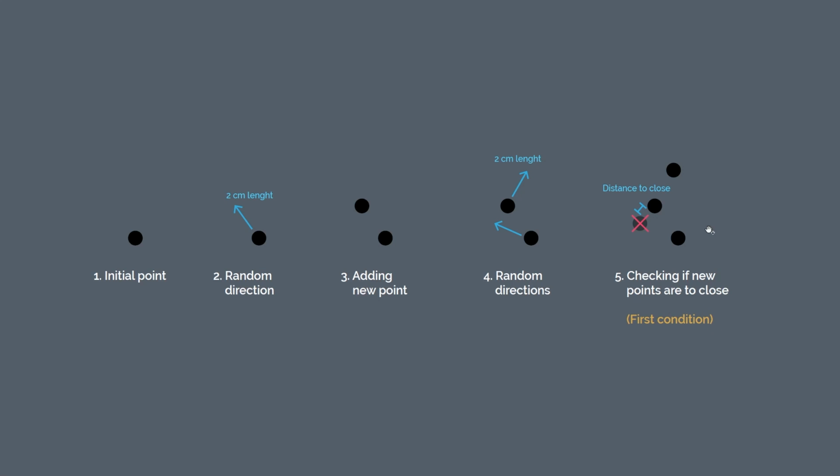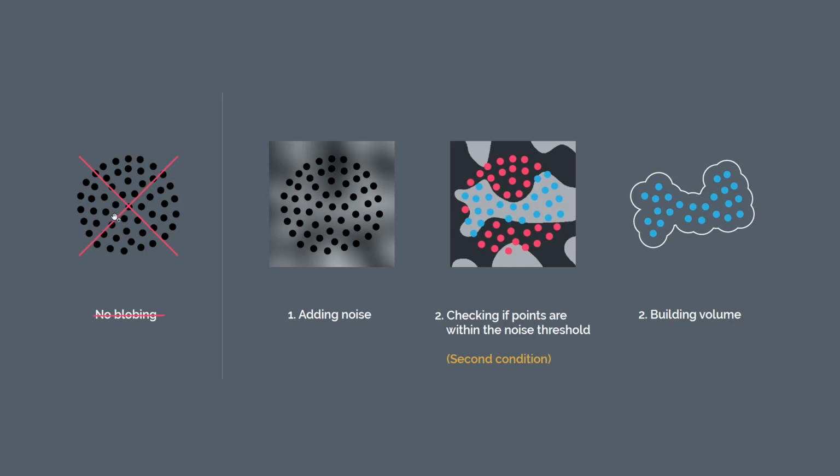And then we are building the first condition. So we check if the newly created point is close to the other points. If they are too close to other points, we don't create this point. So that's the first condition. Then if we go further, if we would do this with just this one condition, we would just build a big blob of points. That's not what we want.